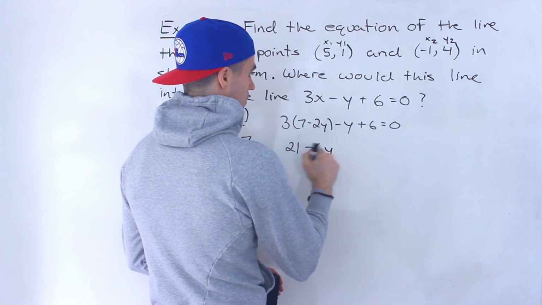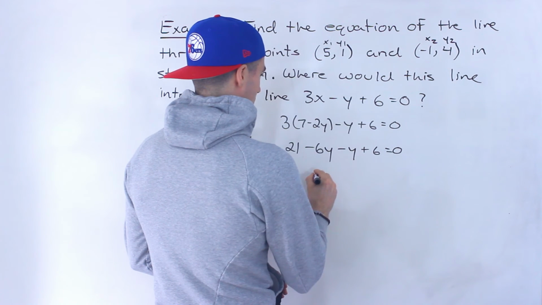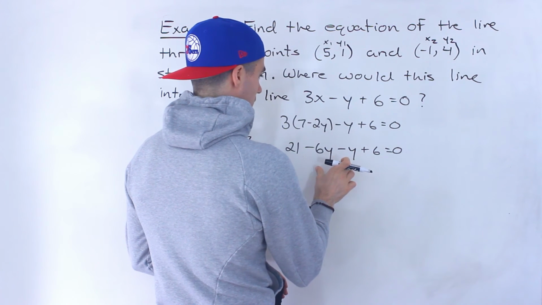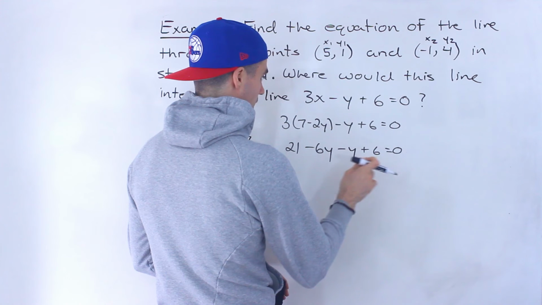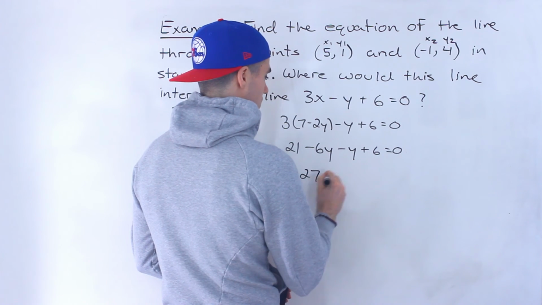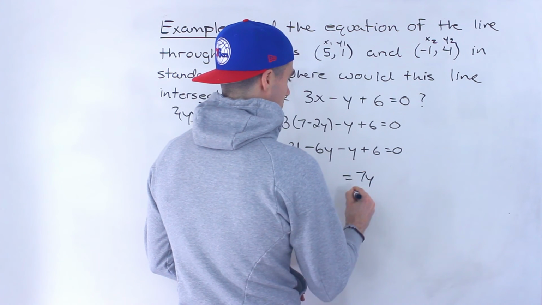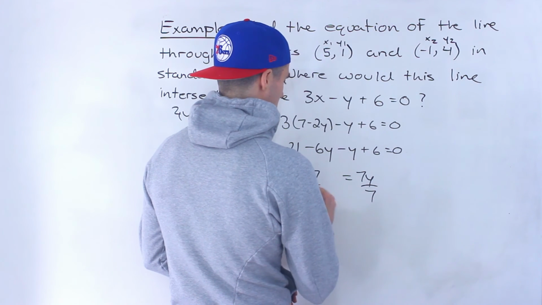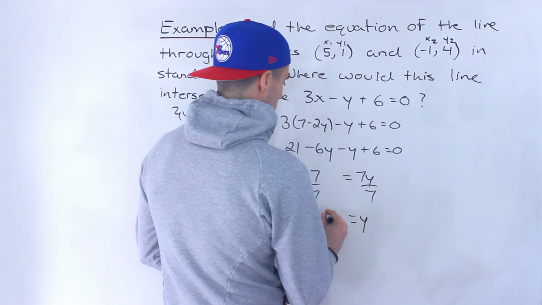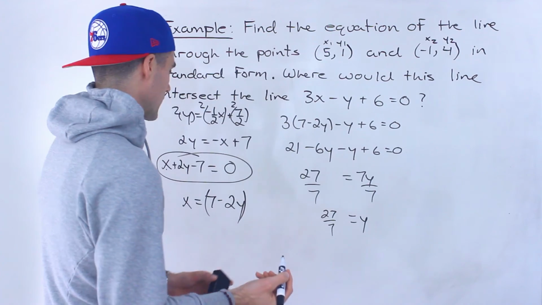So we distribute the 3 in the bracket. And then let's bring the -6y and -y over. So we'll have 21 plus 6, which would give us 27. Then we'll have 6y plus y, which would give us 7y. Divide both sides by 7. So y would be 27/7. That's the y value. Then we can get the x value.